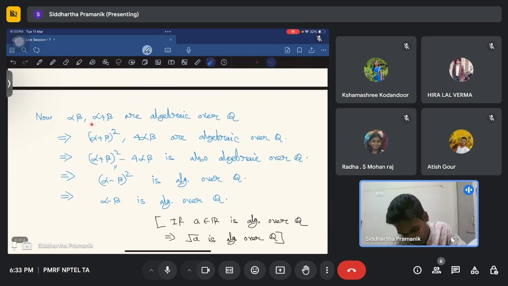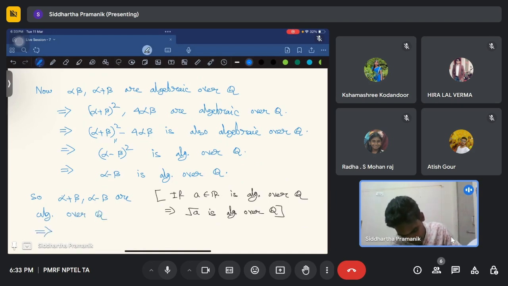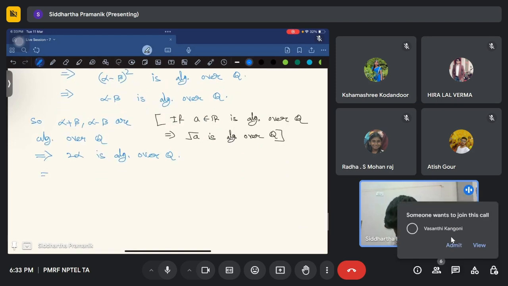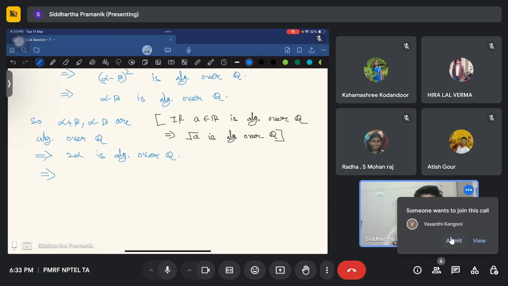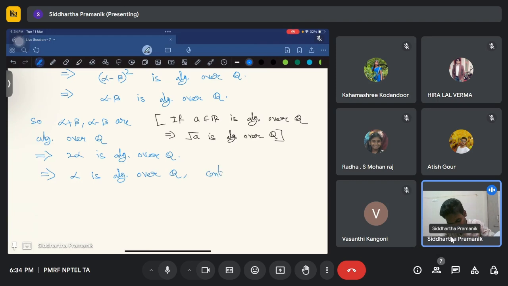And we have also alpha plus beta is algebraic. So alpha plus beta and alpha minus beta are algebraic over Q. That will imply their sum, 2 alpha, is algebraic over Q. And 2 is in Q, right? So we can multiply by the inverse. So that will imply alpha is algebraic over Q. So this is a contradiction because alpha is a transcendental element.